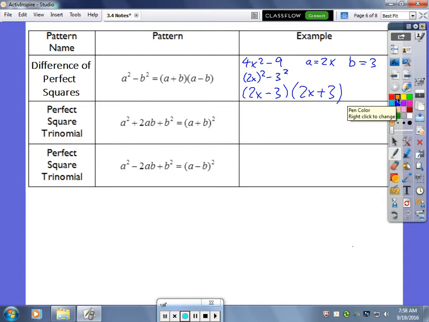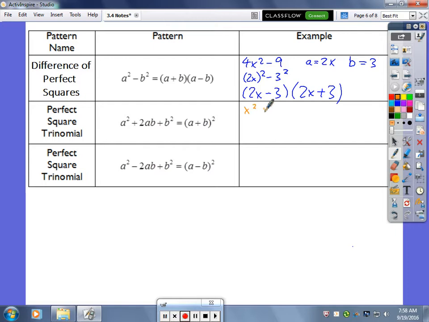Let's look at the perfect square trinomial, and we actually have two of them. One is with addition, one is with subtraction. A squared plus 2ab plus b squared. If that's what we see, then we know that the factored form of that is going to be just a plus b squared.